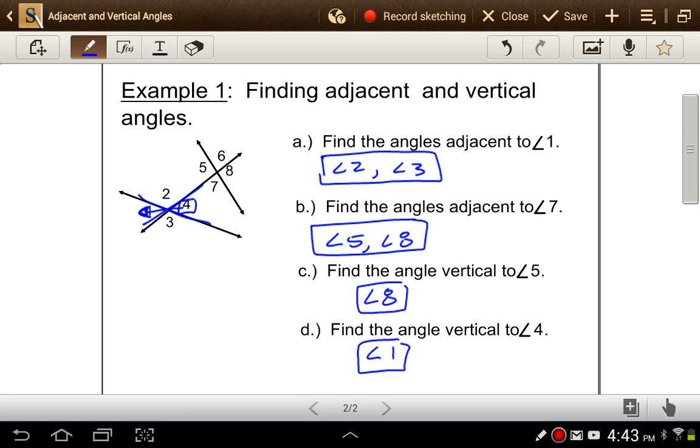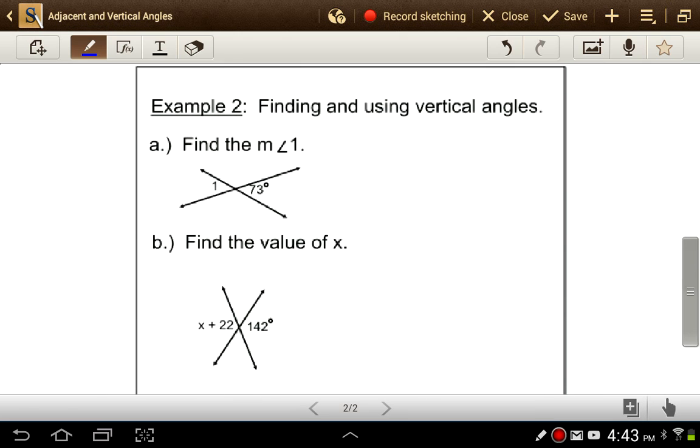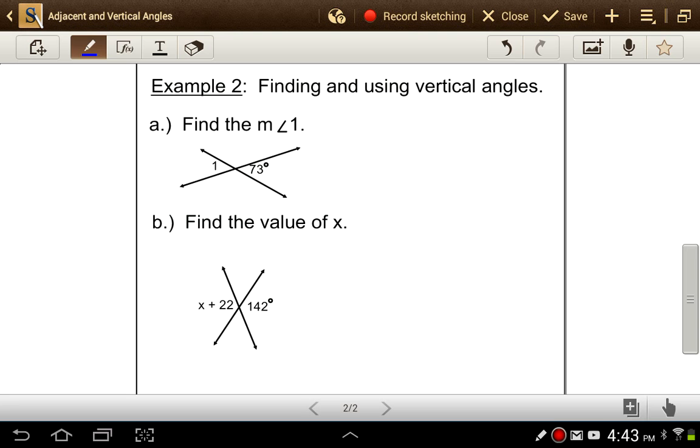So we have our adjacent angles as the first two, and then vertical angles as our next two types of problems. If you need to pause to copy that down, go ahead. Otherwise, I will be moving on to our last example. In example 2, we're going to be finding angle measures using our vertical angles. So in this example, we have find the measure of angle 1. So here's angle 1 right here.